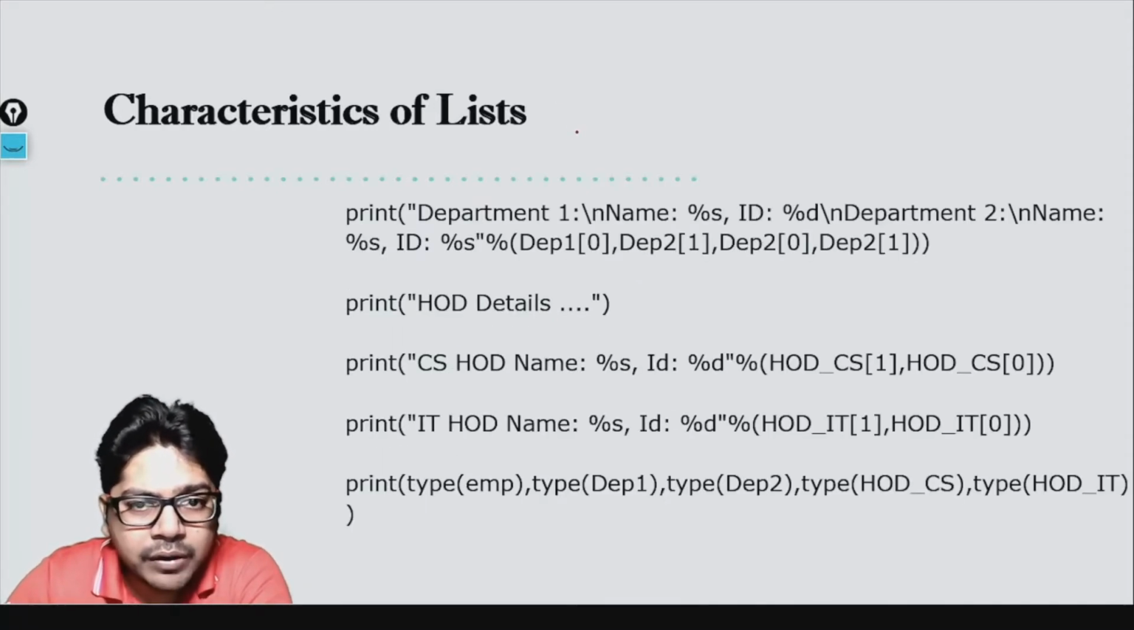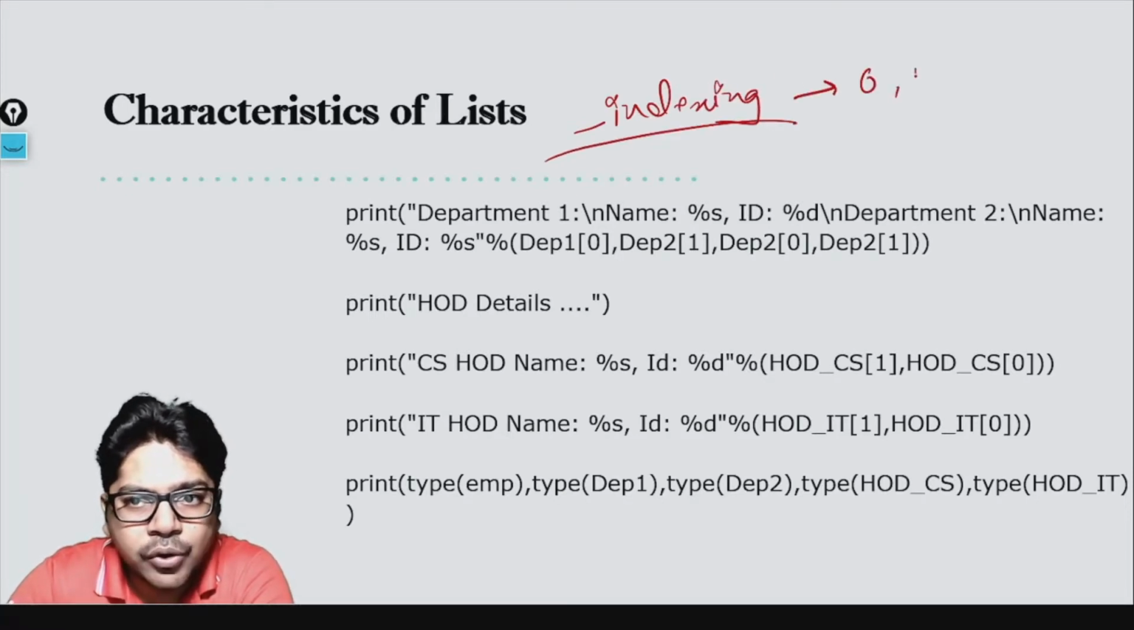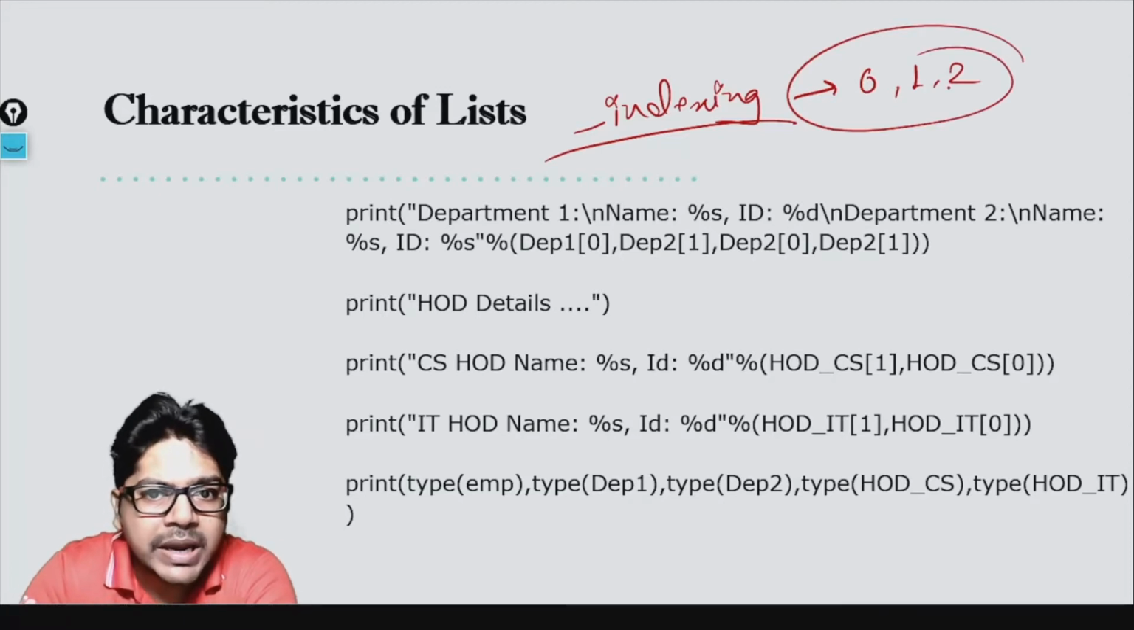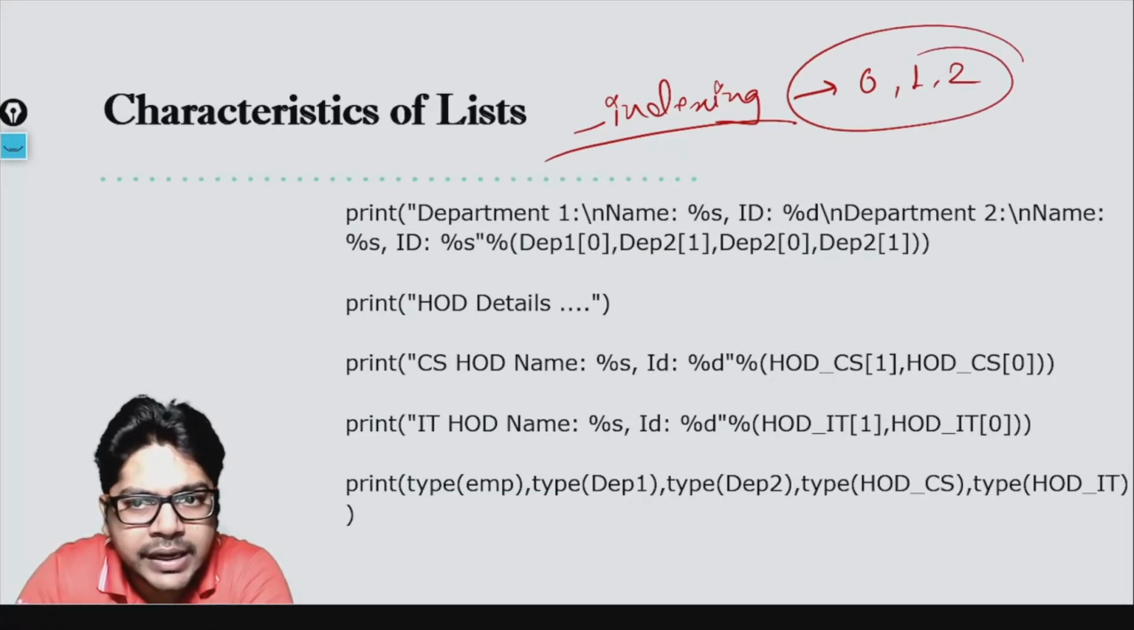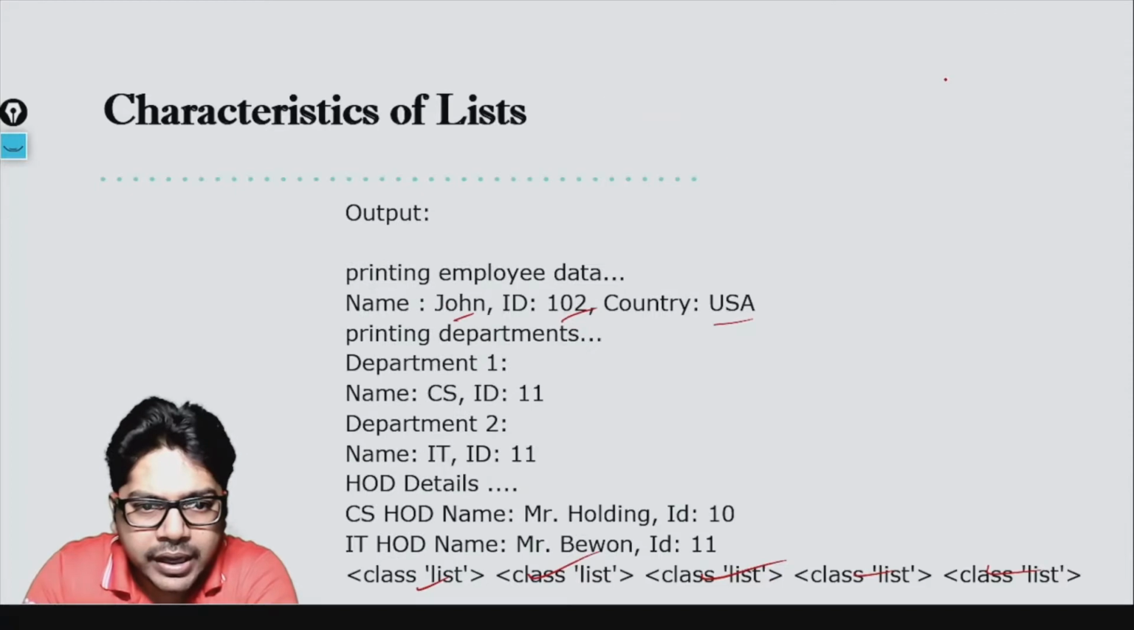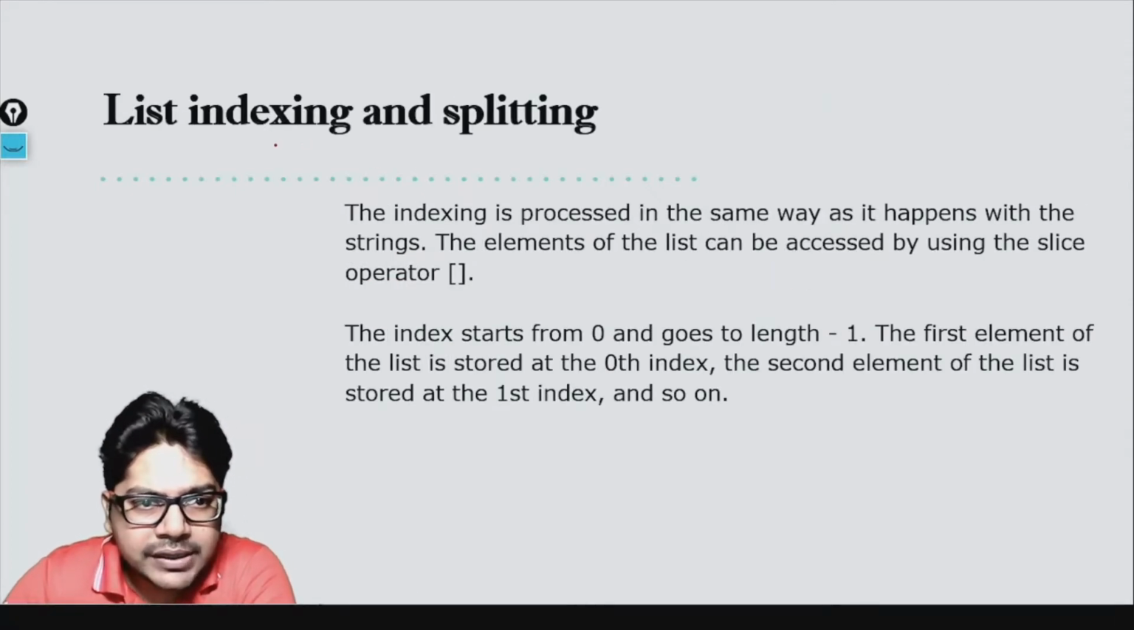Always remember that whenever the word indexing comes, it always starts with 0, then 1, 2, like that. For you it might be the first element, but for the computer the indexing starts at 0. Remember that. So now, list indexing and splitting.